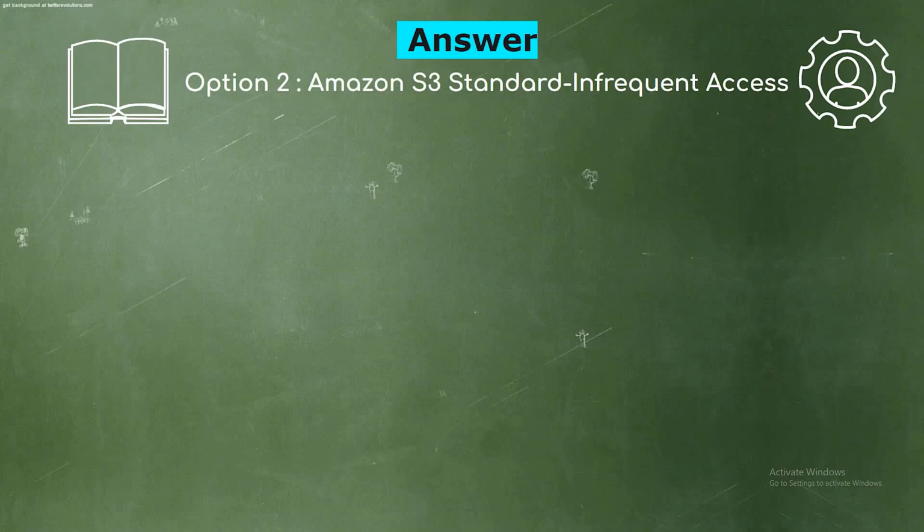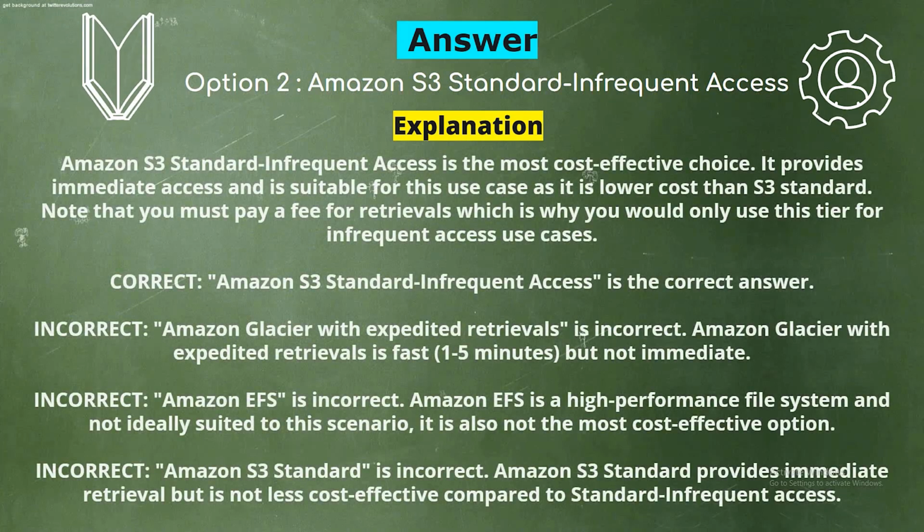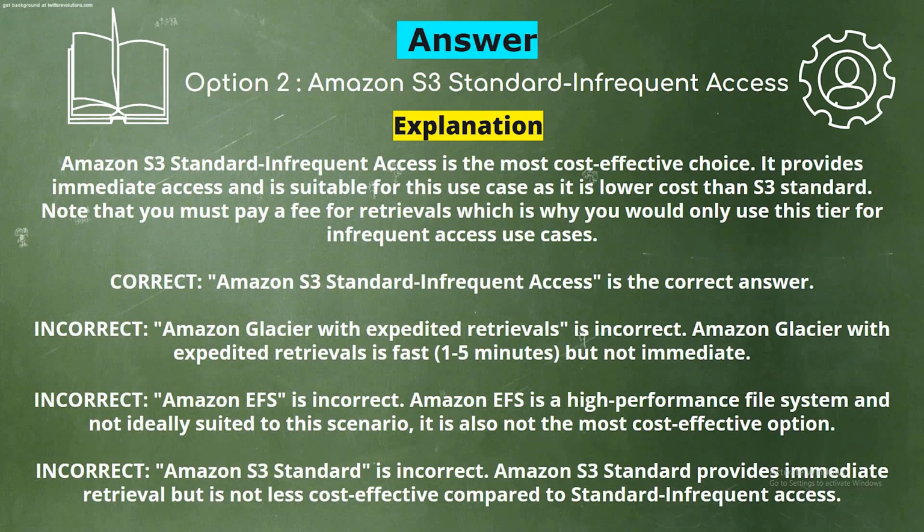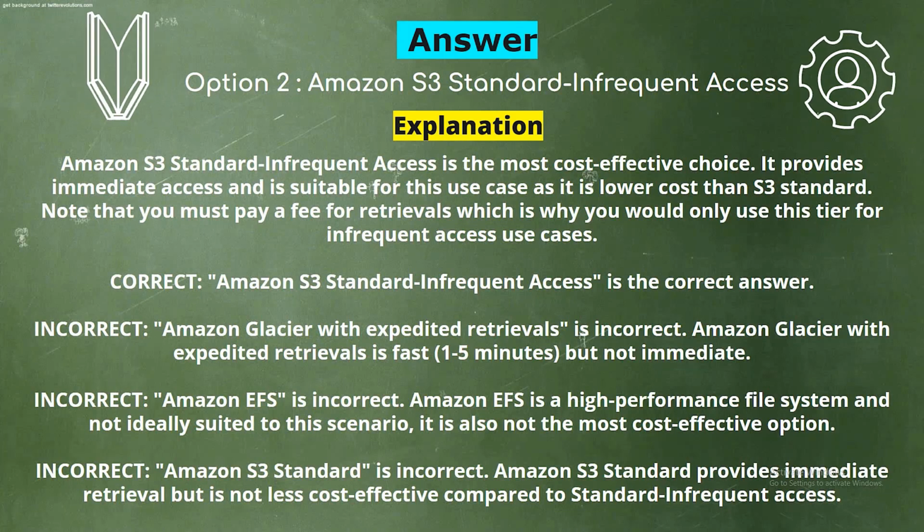Amazon S3 Standard Infrequent Access. Explanation. Amazon S3 Standard Infrequent Access is the most cost-effective choice. It provides immediate access and is suitable for this use case as it is lower cost than S3 Standard. Note that you must pay a fee for retrievals, which is why you would only use this tier for infrequent access use cases. Correct. Amazon S3 Standard Infrequent Access is the correct answer.